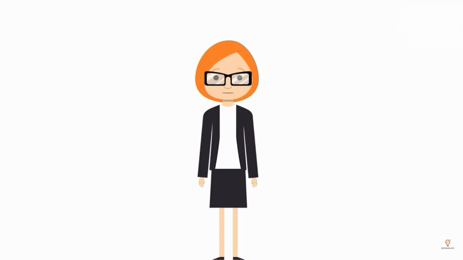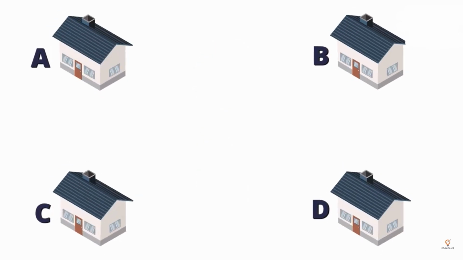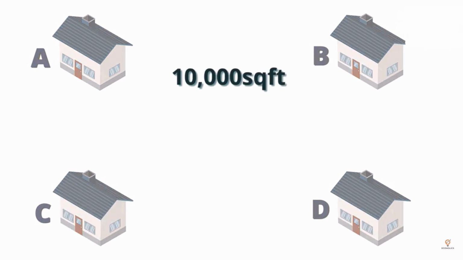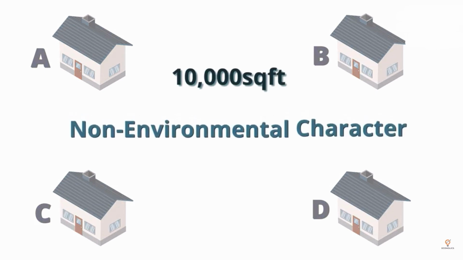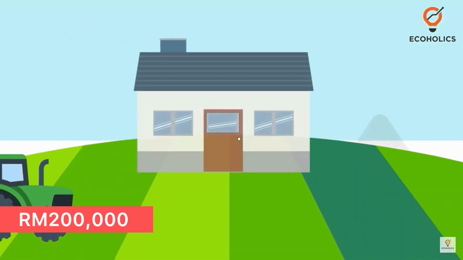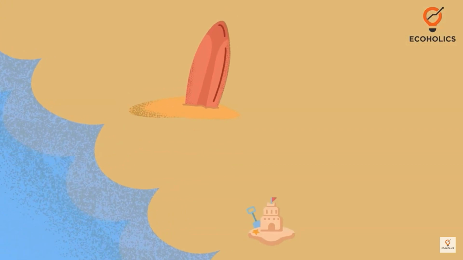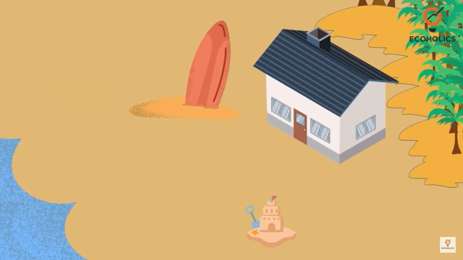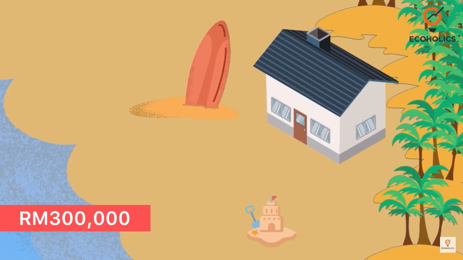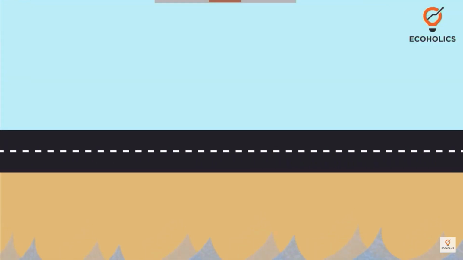So this is a great question. It sounds difficult and unclear, but let's try to understand it better. We have 4 houses, A, B, C, and D. All these houses are 10,000 square feet, which is a non-environmental attribute of these houses. Now the price of house A is 200,000, and it is in the outskirts of the city of KL, for example in Kajang. The next house, B, is facing a beautiful sea view, for example in Langkawi, and the value added to the beauty of the house, creating external benefit, is at a price of 300,000.